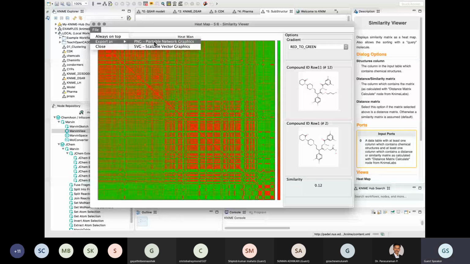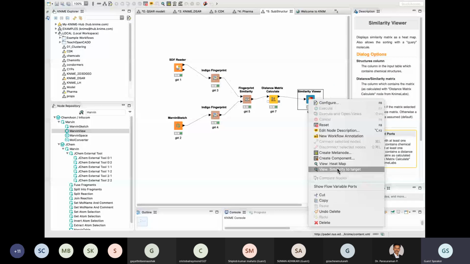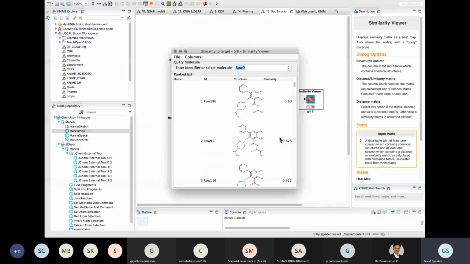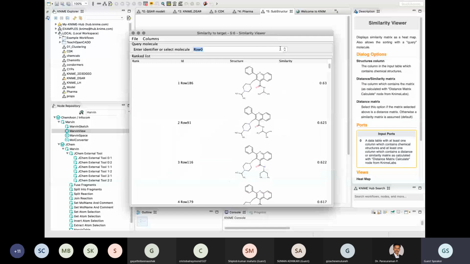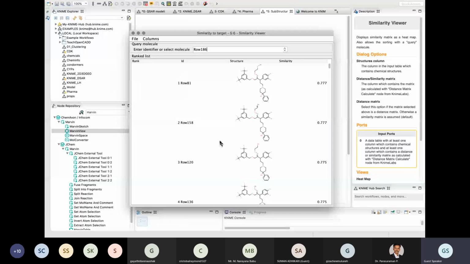And let me see whether I can view the similarity to target. Yes, I can. So what we do here is, I'm selecting a specific compound. It could be from row 1 to 120. I don't know which one I can choose. I can choose row 186. It is trying to compare that particular compound with the rest of the molecules. That is what it is trying to do.